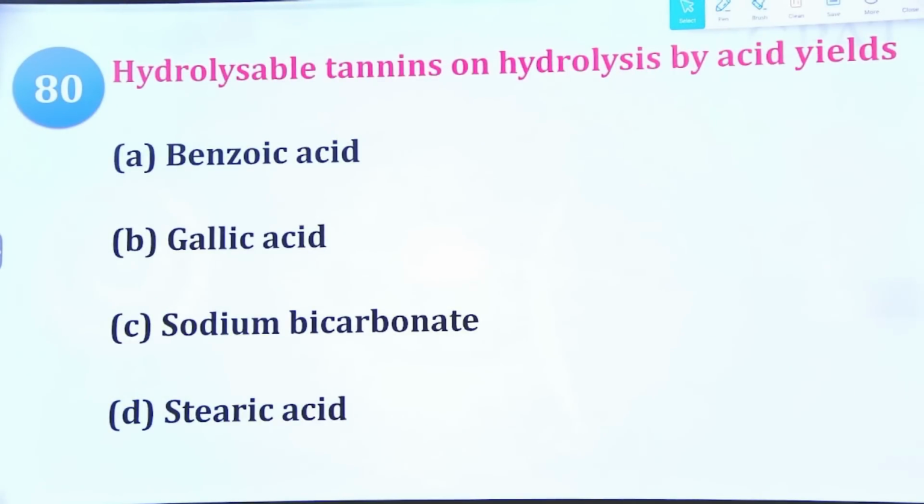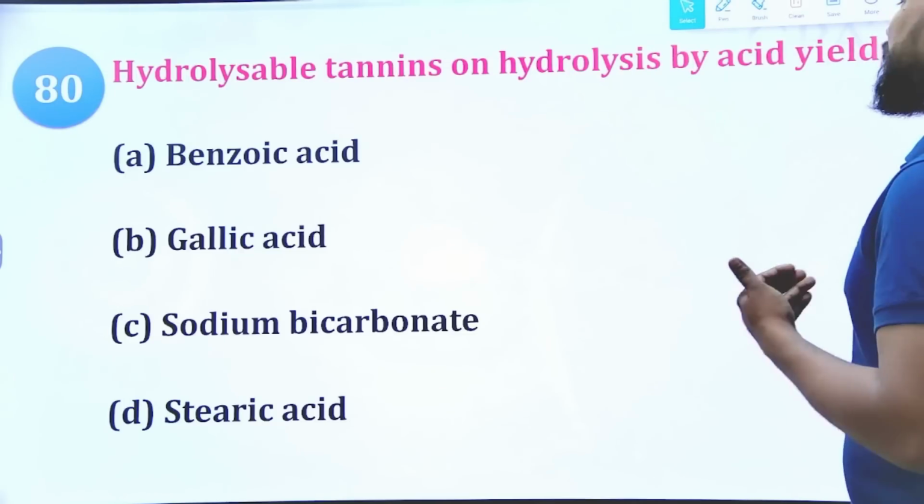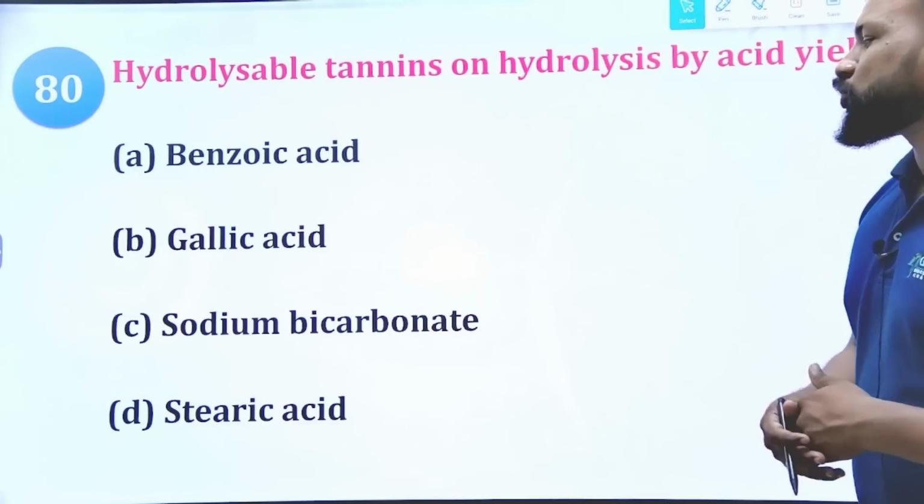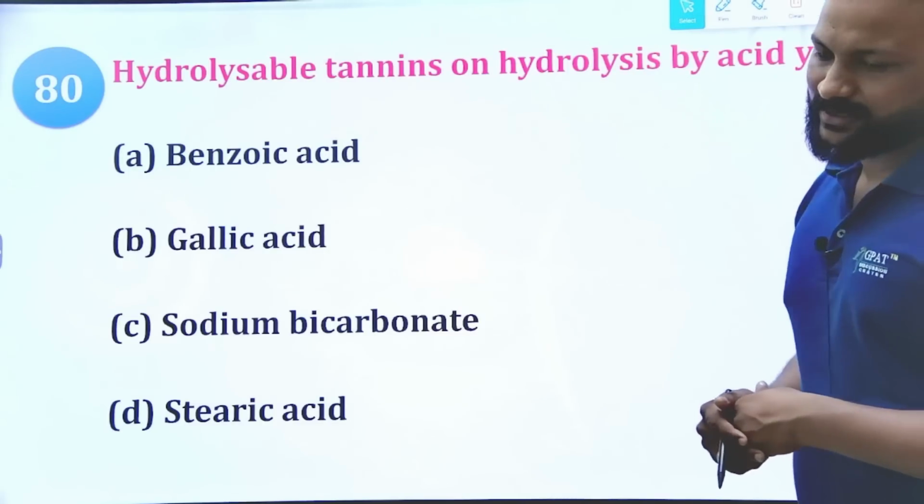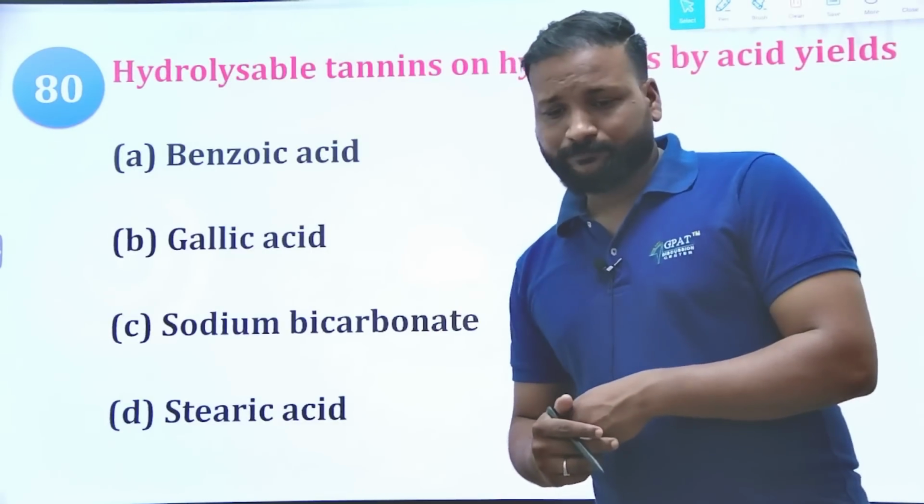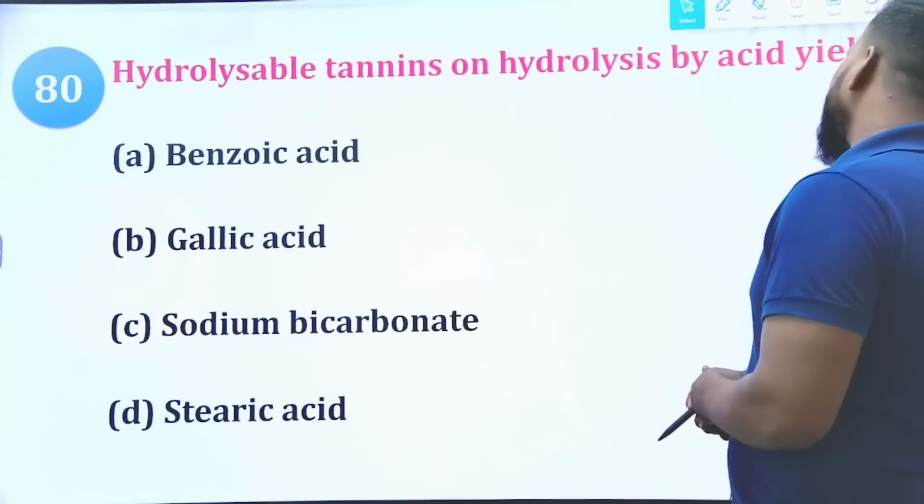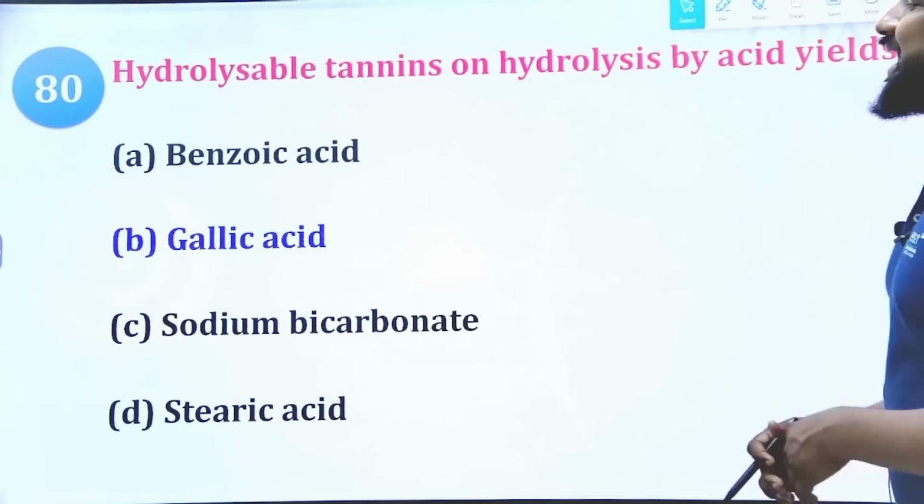Hydrolyzable tannins on hydrolysis by acid yield: A. benzoic acid, B. gallic acid, C. sodium bicarbonate, and D. stearic acid. So what is the right answer? Hydrolyzable tannins on hydrolysis by acid yield gallic acid.